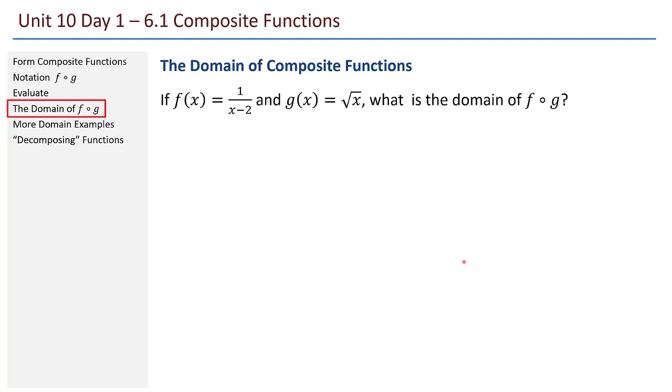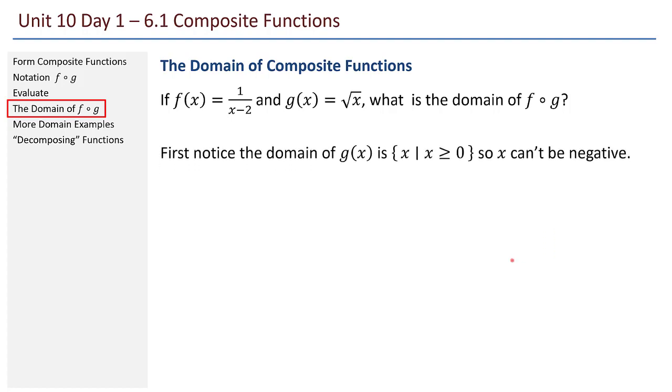The domain of composite functions. Let's say that f of x is 1 over x minus 2 and g of x is the square root of x. What is the domain of the composition, f of g? This isn't difficult, but it takes just a little bit of work and just a little bit of attention to detail. First, notice that the domain of g of x is all x that are greater than or equal to 0. So x can't be negative. g of x is on the inside. That's what's kind of most important.